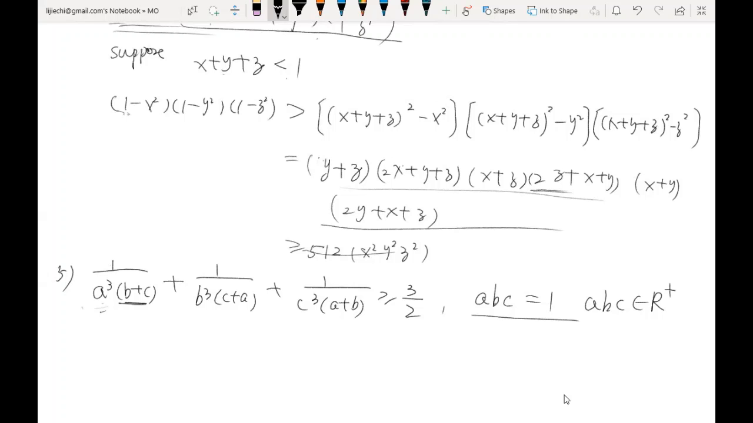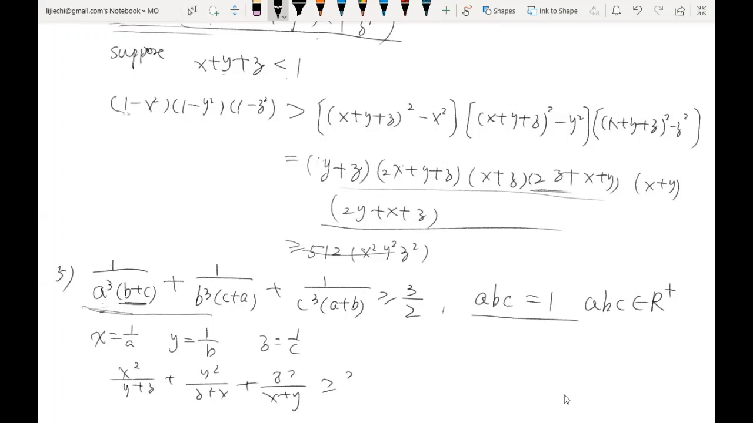What do you want to do? Just do the inverse: x equal 1 over a, y equal 1 over b, z equal 1 over c. If you do that, each expression is simplified. You will get x squared over y plus z, y squared over z plus x, z squared over x plus y, which equals 3 over 2, and then that's definitely done.